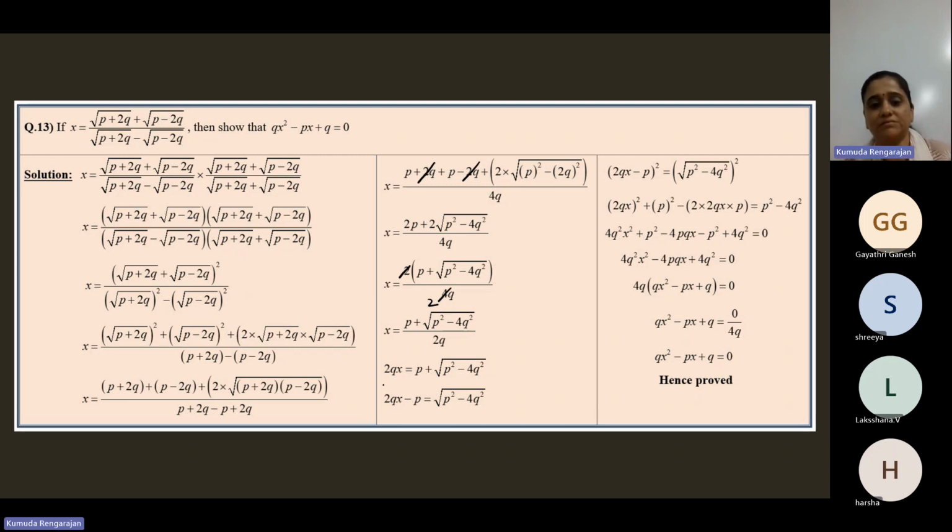Yeah, now cross multiply. So you can see this x is equal to p plus square root of p square minus 4q square by 2q. Cross multiply, so you get 2qx is equal to p plus square root of p square minus 4q square, right? Now how many terms are there altogether? There are 3 terms. There is 1 term on the left hand side and 2 terms on the right hand side. Of the 3 terms, this 1 term has a square root, meaning it's square root of p square minus 4q square.